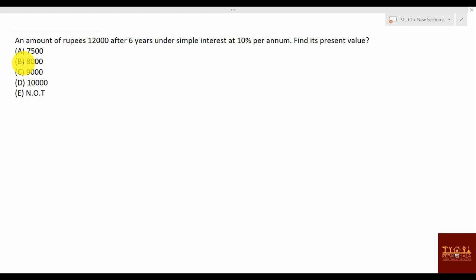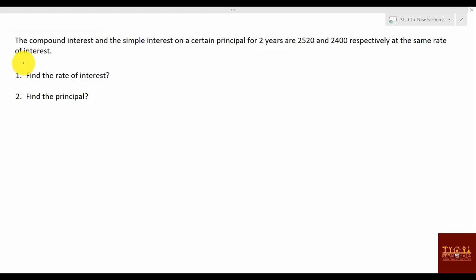Amount of rupees 12,000 after 6 years under simple interest at 10%. Okay, it's a present value question. So let me discuss another concept, that is present value. Okay, this is an installment question. Okay, solve this one.